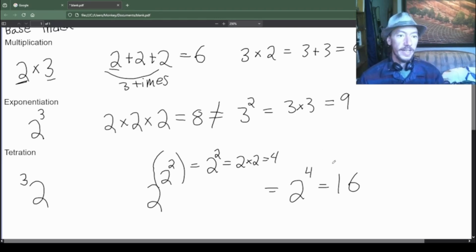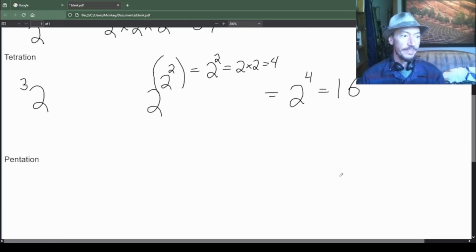Can we keep going? You bet we can. Next we get pentation. Just to keep our symbology going, though again, this is not an official way to write this, one possible thing we could think of is moving that exponent down one more spot. So what does this mean now?